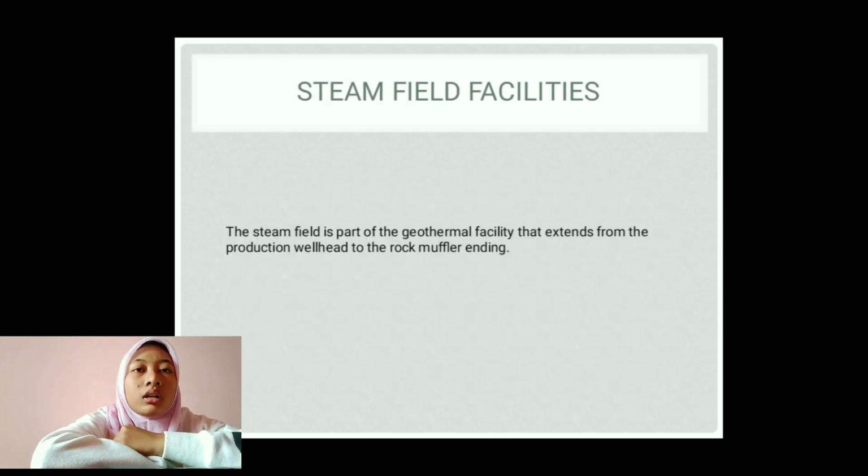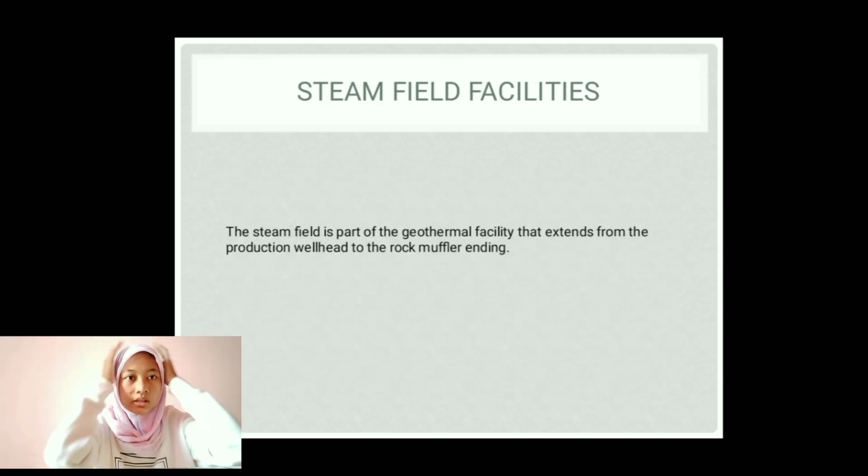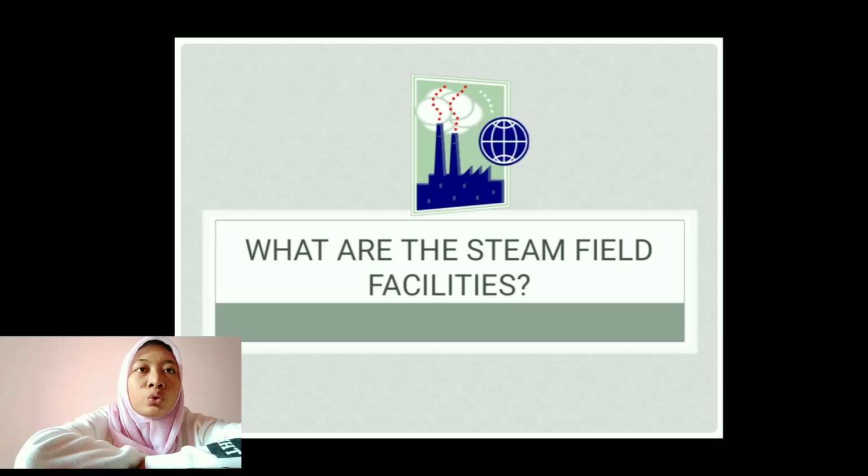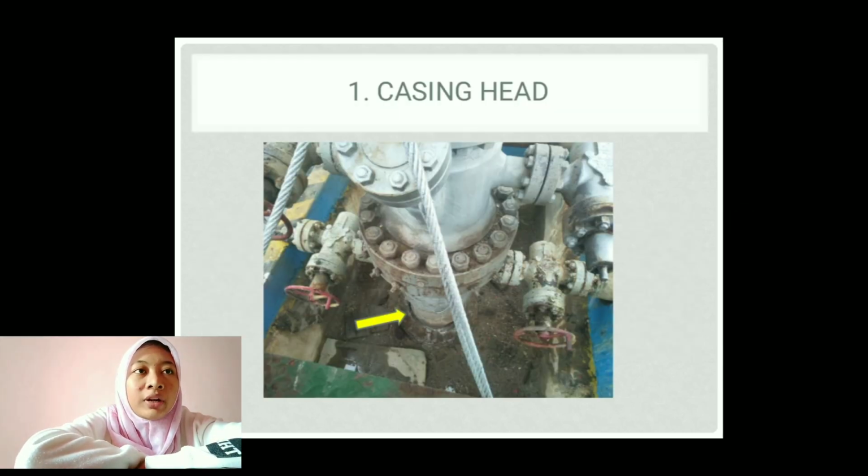Okay, finally, steam field facilities. Number 1 is the casing head. Well head is a series of tubing head and casing head or bottom flange. This part is connected to a flange that has high resistance to temperature and pressure.